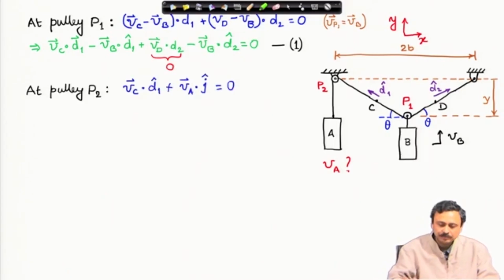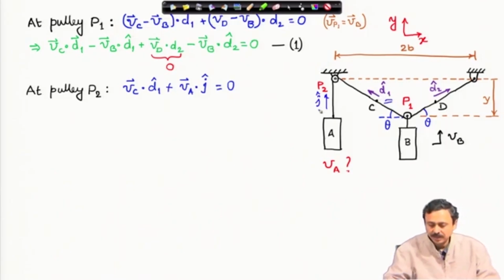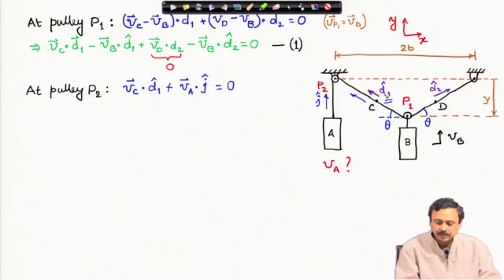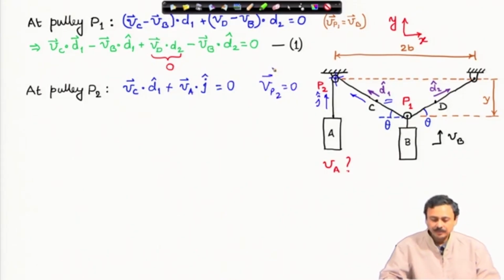Now, at pulley P2, here I have the direction j cap, this is towards the pulley, and d1 cap notice is also towards the pulley. The unit direction along this string is towards the pulley, and d1 cap is also towards the pulley. Also notice that the velocity of this pulley is 0, velocity of P2 is 0. It is fixed.